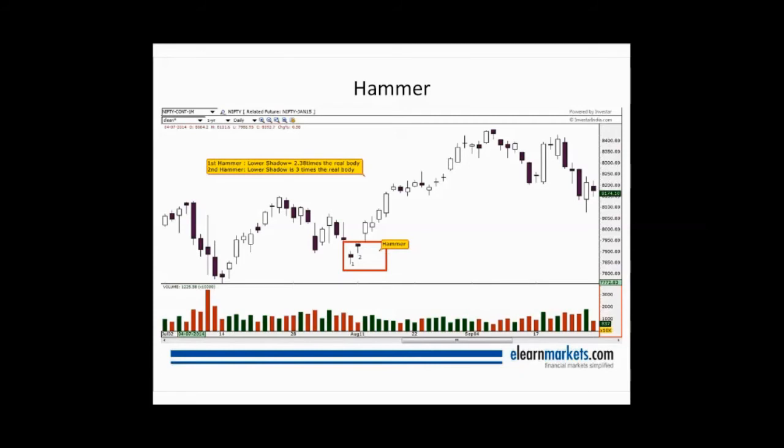How big is the pattern? We need to check on the time frames. At the same time, we check the length of the lower shadow. The longer the lower shadow, the stronger is the impact of the hammer. And then we need to check on the volumes on the hammer.